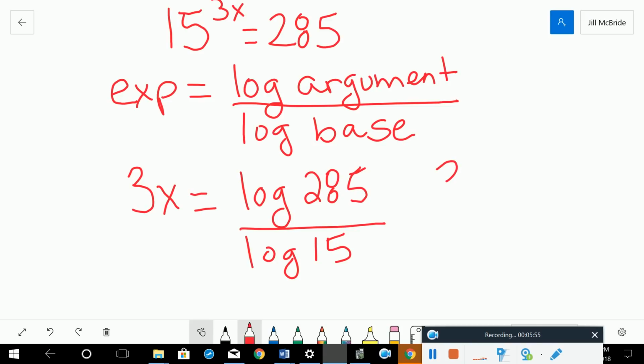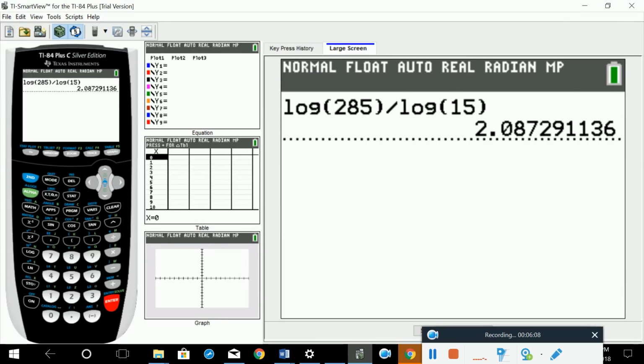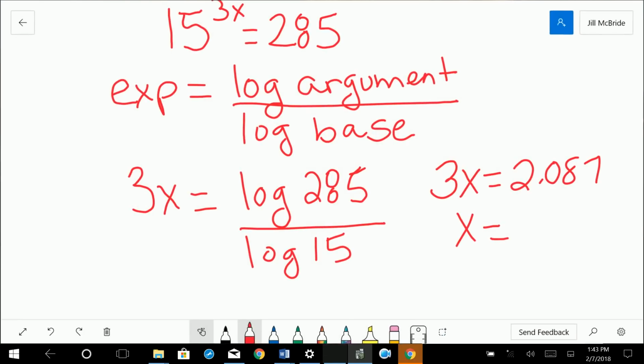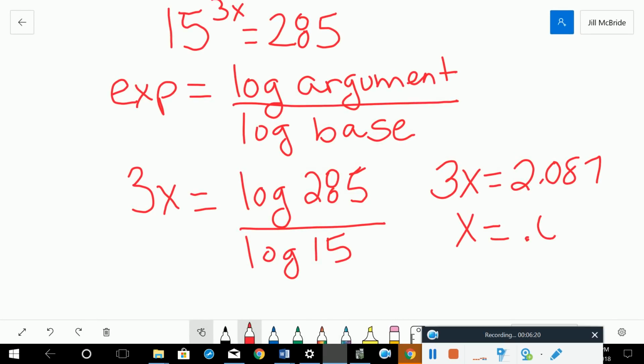So what I have now is 3x equals 2.087. And then to solve for x, I'm obviously going to have to divide that by 3. I'm just going to go right back to my calculator. Instead of typing that in again, I'm just going to hit divided by 3. And my answer is 0.696. So x equals 0.696.